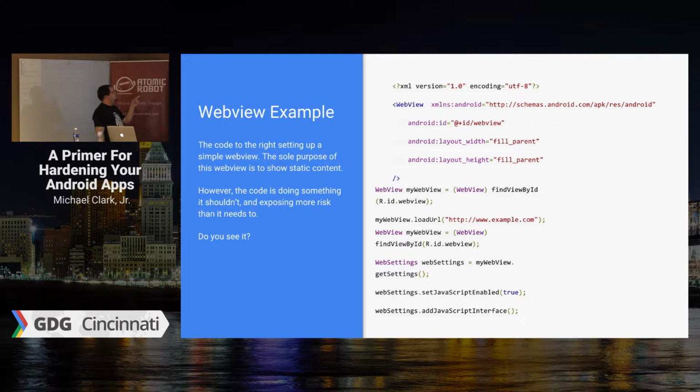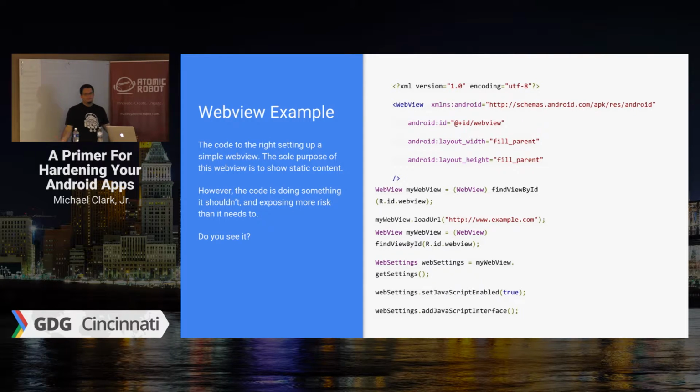Problem is this code is doing something it shouldn't and exposing more risk than it needs to. Do you see what it is? Get the WebView web settings, my WebView, get settings, set JavaScript enabled, add JavaScript interface, and we're good. That's a lot of common code around using and implementing WebViews.